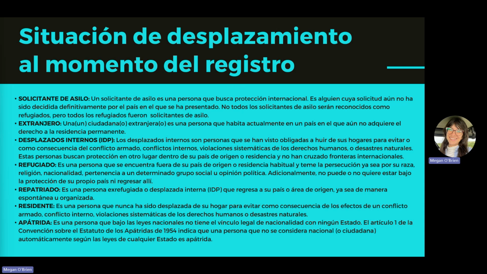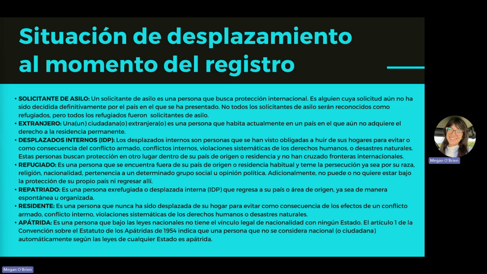A refugee is a person who is outside his or her country of origin or habitual residence and has well-founded fear of persecution because of their race, religion, nationality, membership in a particular social group, or political opinion, and is unable or unwilling to avail himself or herself of the protection of that country or to return there for fear of persecution. Refugee is a legal term, and it is a legal status, and I think that that's important to note here.